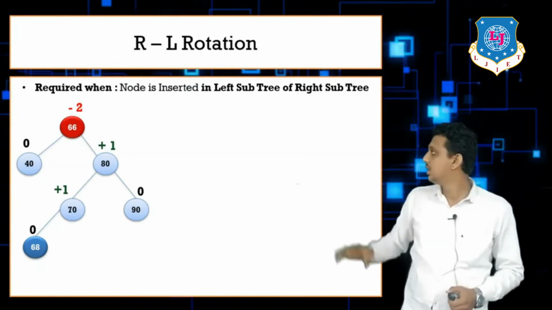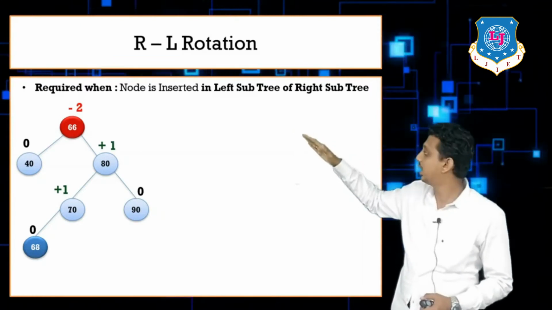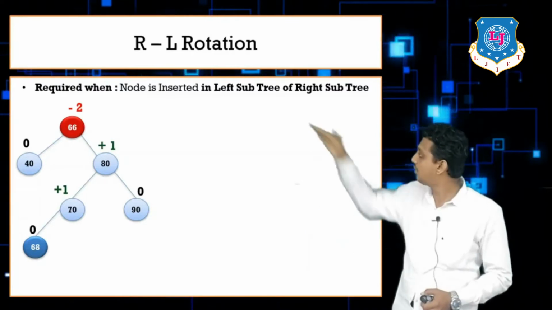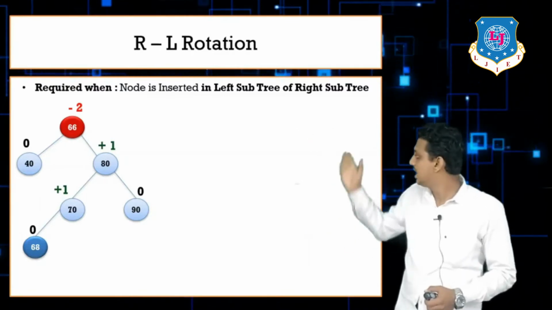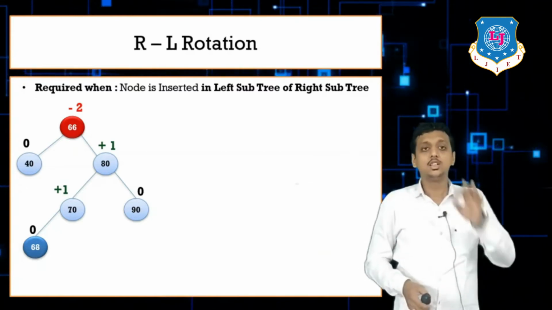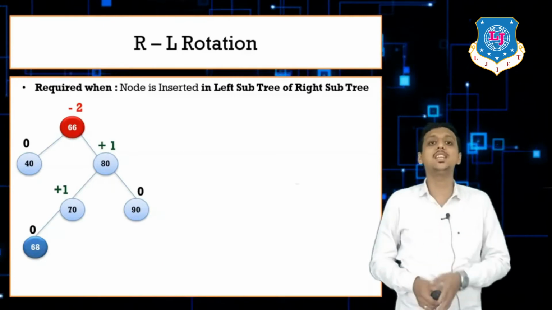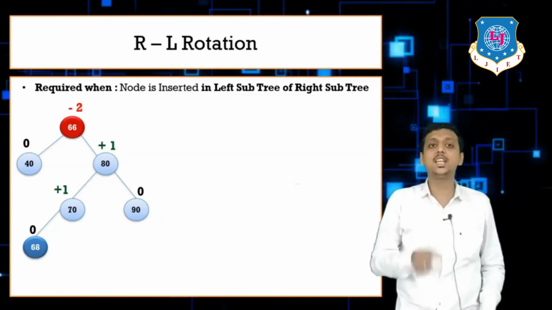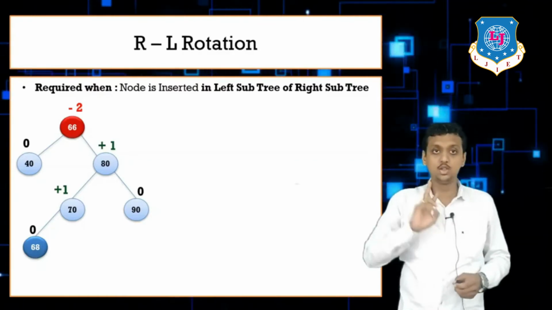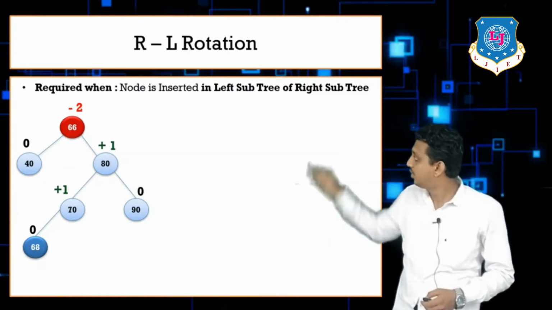See how? Here the node is inserted on the left subtree. It's a left subtree of the right subtree. So we can say that node 66 is violating just because node 80 is left heavy. So here you need to apply two rotations: first for the left heavy and then for the right heavy.